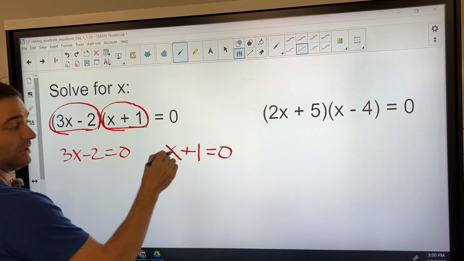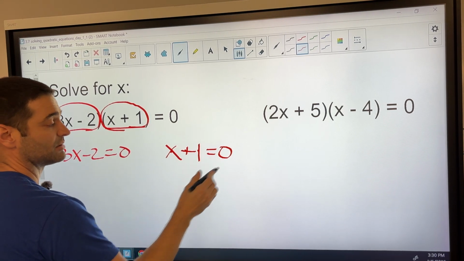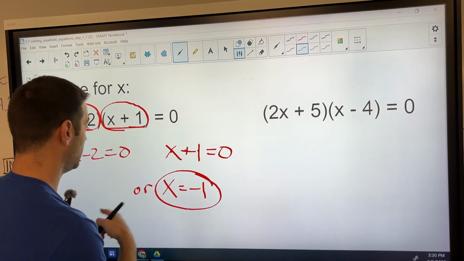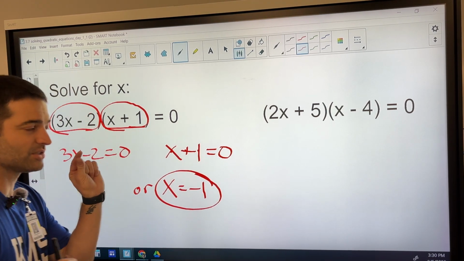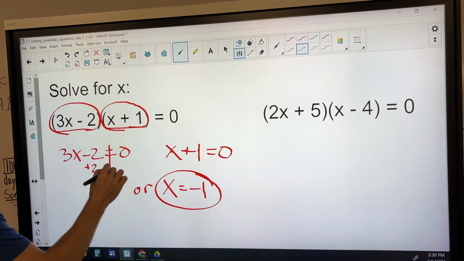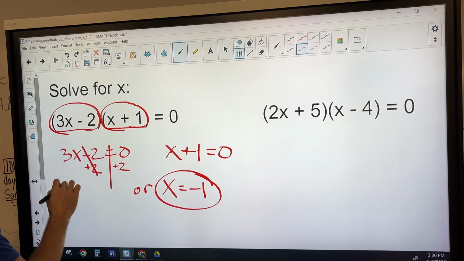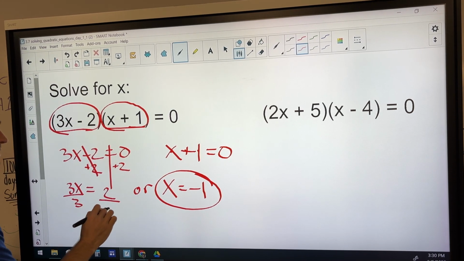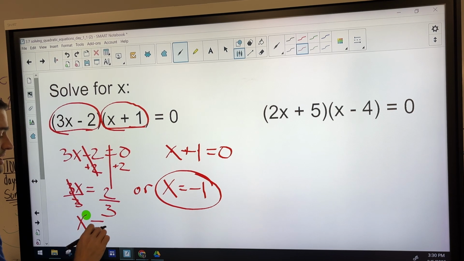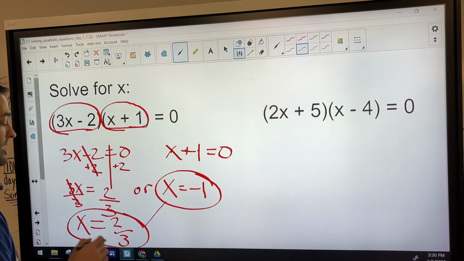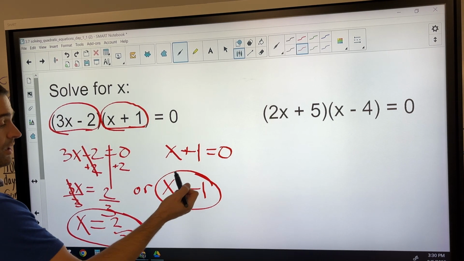This is the easy one. Negative 1 plus 1 has to be 0. So x can be negative 1. Or over here, here's where it's a little more, not much, only a little more complicated. We actually have to solve an equation. Add 2 to both sides. 3x equals 2. Divide by 3. And you get x equals 2/3. So here is our solution. X is either 2/3 or negative 1.